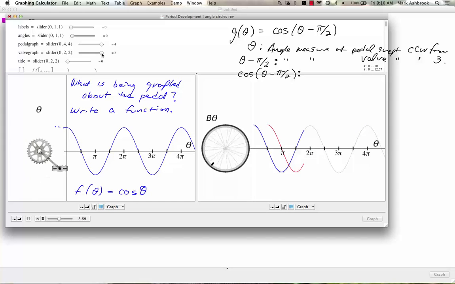Pi over 2 is when the tire valve starts its cycle from 3 o'clock. Okay, any questions?